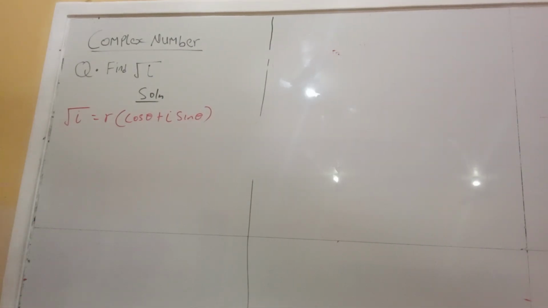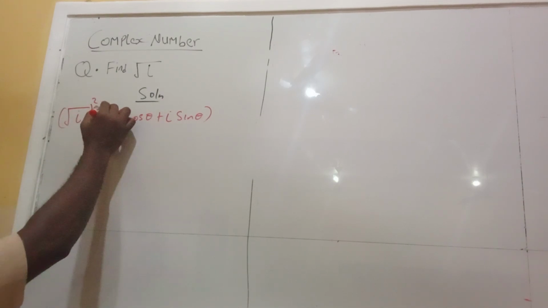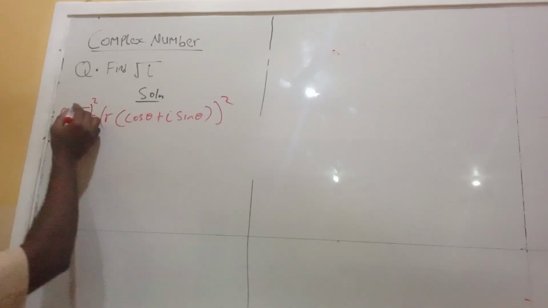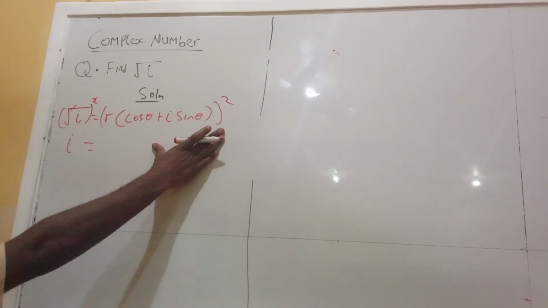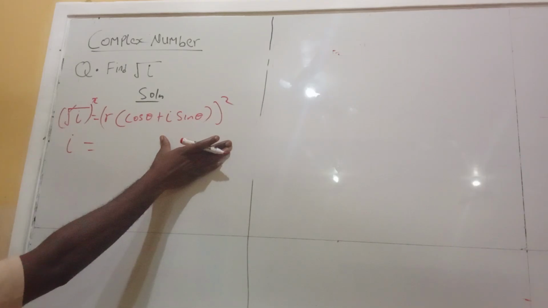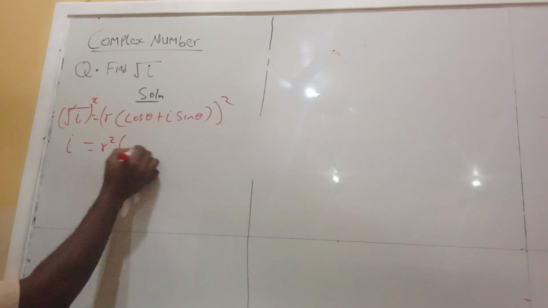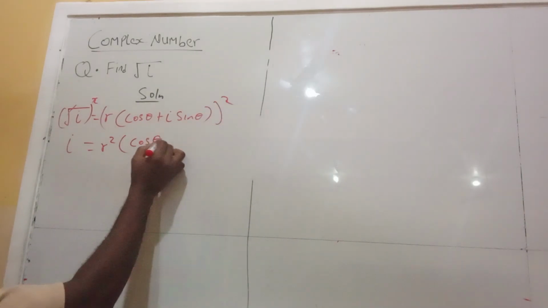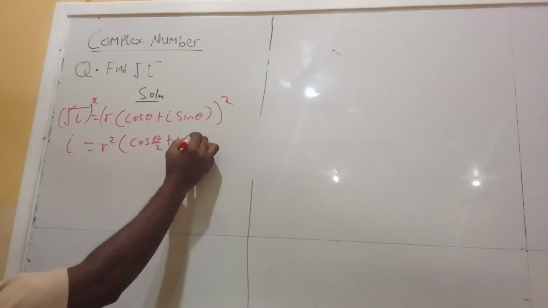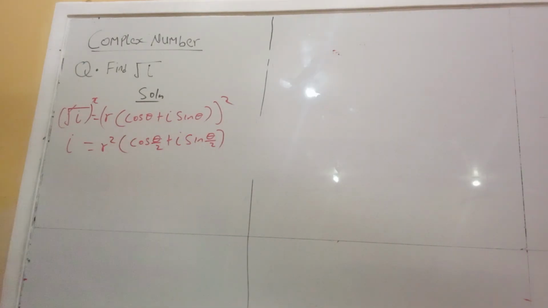Now when we do that, we're going to square both sides. When we square both sides, this will cancel this, and we have i is equal to, from the properties of complex numbers, r squared times cos theta divided by 2 plus i sine theta divided by 2. That is one of the beautiful properties of complex numbers. Is that okay?